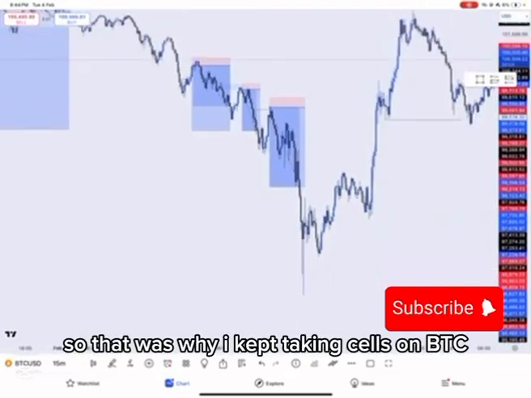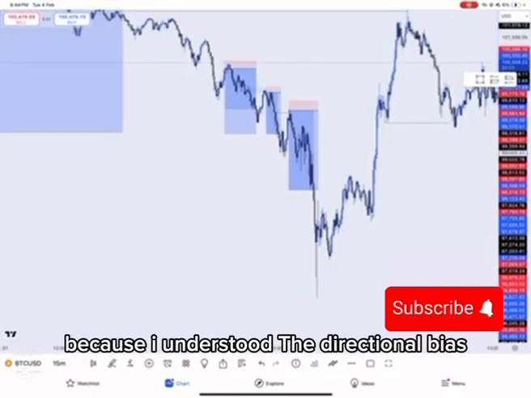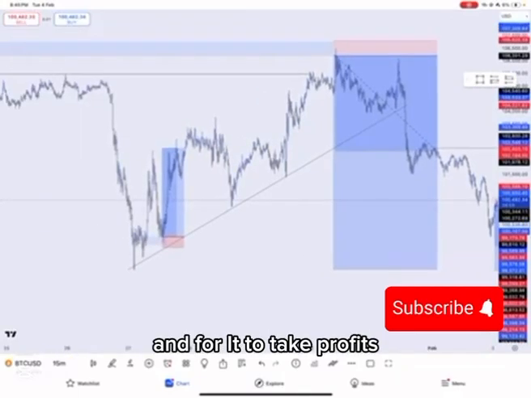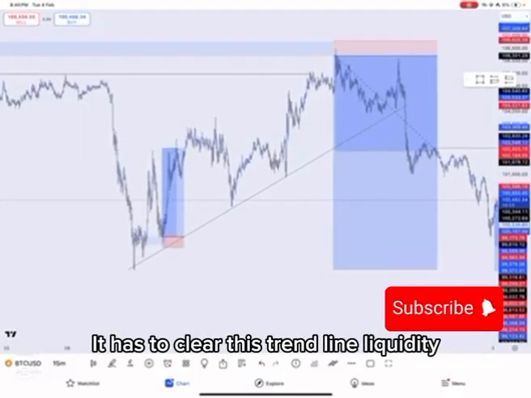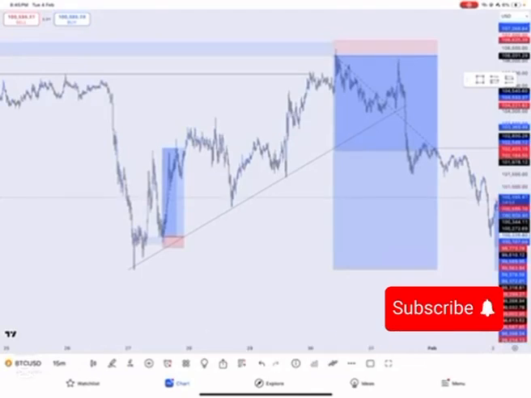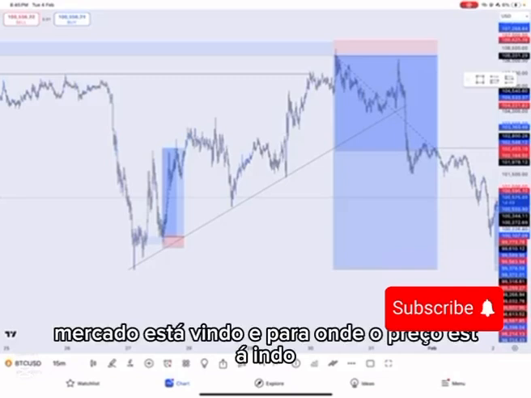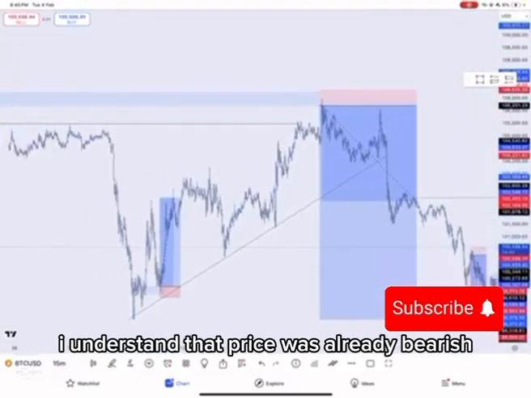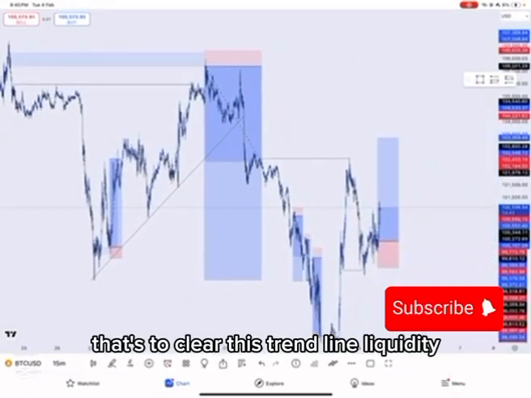So that was why I kept taking sales on BTC, because I understood the directional bias for the market was bearish on the 4 hours time frame, and for it to take profits, it has to clear this trend line liquidity. There are other things that go deeper to understanding this particular thing, but the 4 hours conviction basically is just to know where market is coming from and where price is heading to. So for this BTC, I understood that price was already bearish, and for it to take profit, it has to clear this trend line liquidity.